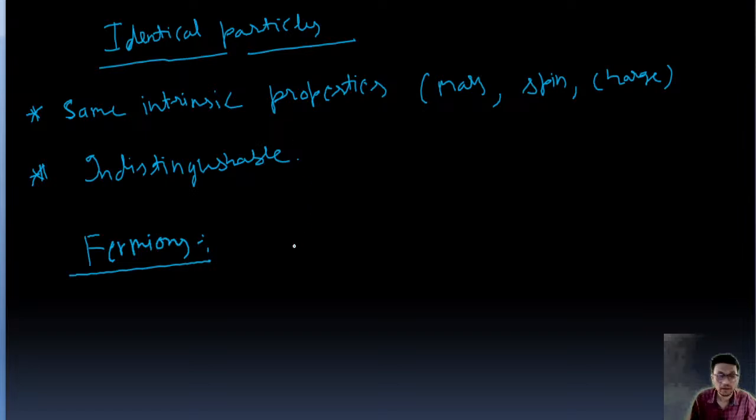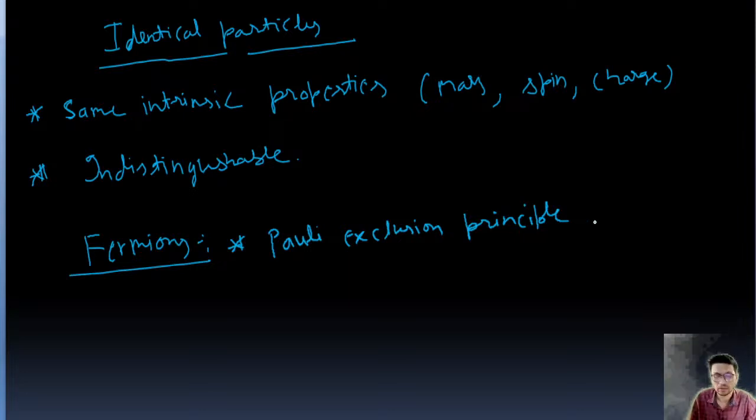Fermions follow the Pauli exclusion principle, right? We know fermions are like electrons. They follow the Pauli exclusion principle. I'll explain that as well, then I'll solve questions. So fermions follow the Pauli exclusion principle.